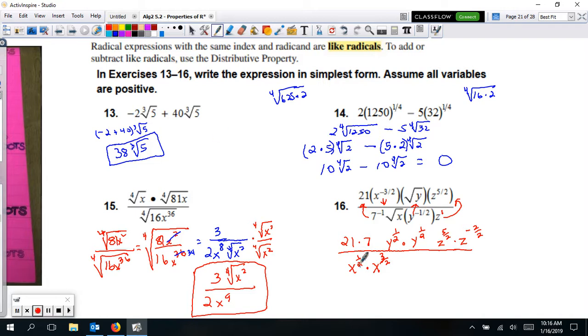As we multiply 21 times 7, that's on the top, that's 147. So that's the part of the top here. We're going to add the exponents on every single one of these. So 1/2 plus 1/2 is just 1, so y to the first is just going to be y. For the z's, 5 plus a negative 2 is just 5 minus 2, which is going to give us z to a 3 over 2 exponent. And down below here, we're going to add these. This is a 1/2, so 1 plus 3 is 4 over 2, and 4 over 2 is actually just going to give us an x squared at the bottom.